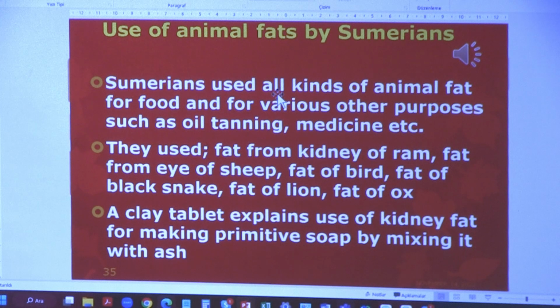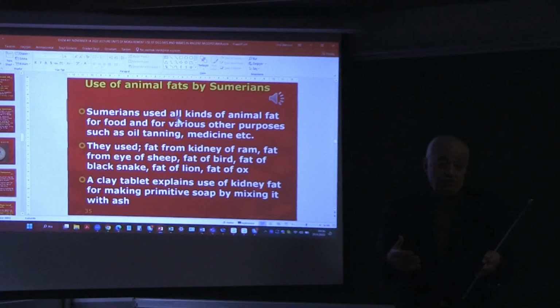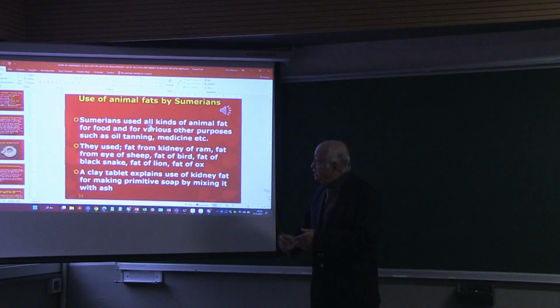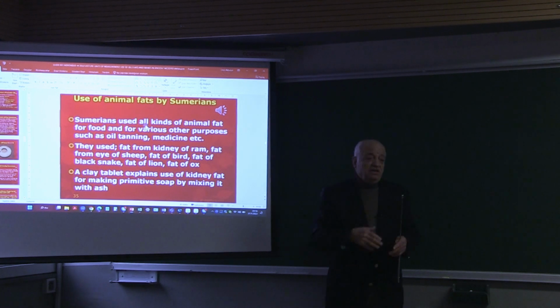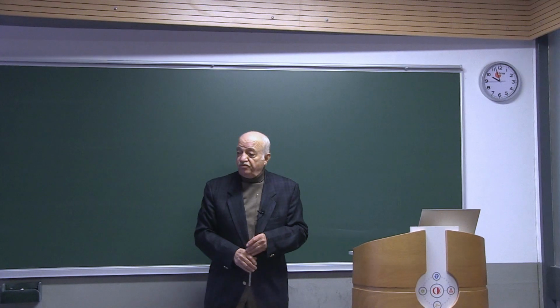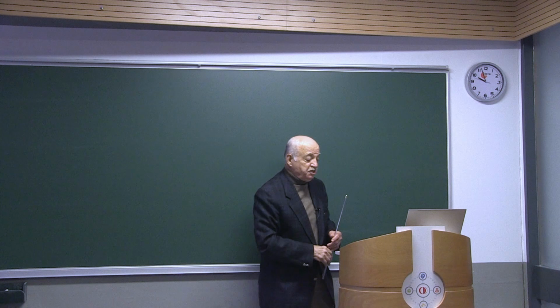There is a tablet which mentioned the use of fat of kidney of a ram, of an animal, and also fat from the eye of a sheep, fat of bird, fat of black snake, fat of lion, fat of ox. So when they used various materials as medicine, they thought that if they used the fat of various animals, it could be better. Just like koca karı ilacı, you mix maybe 10, 20, 30 different plants to make a medicine because you don't know which one actually will be active. Therefore, they did the same thing. They used various oils and fats in medicine, hoping that one of those fats would be much better for treating the patient.